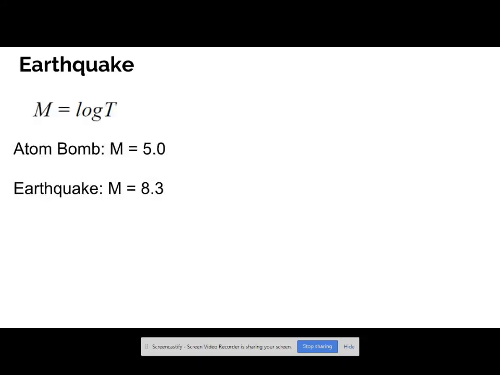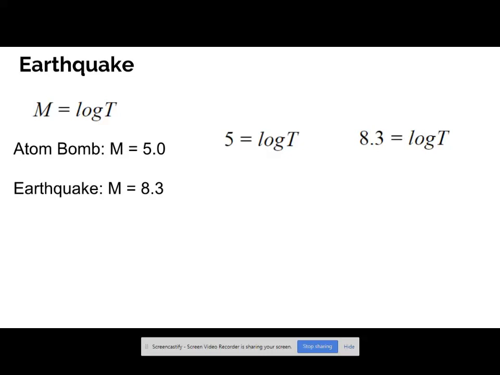Okay, so here's our formula. M equals log base T. They told us that the magnitude of the atomic bomb was 5, and the magnitude of the earthquake was 8.3. So if we plug that into the formula here, 5 equals log of T, 8.3 equals log of T. So we have the atom bomb, and we have the earthquake. And if we want to figure out how many times bigger, that last question, the word problem, asked how many times bigger was the earthquake compared to the atomic bomb?